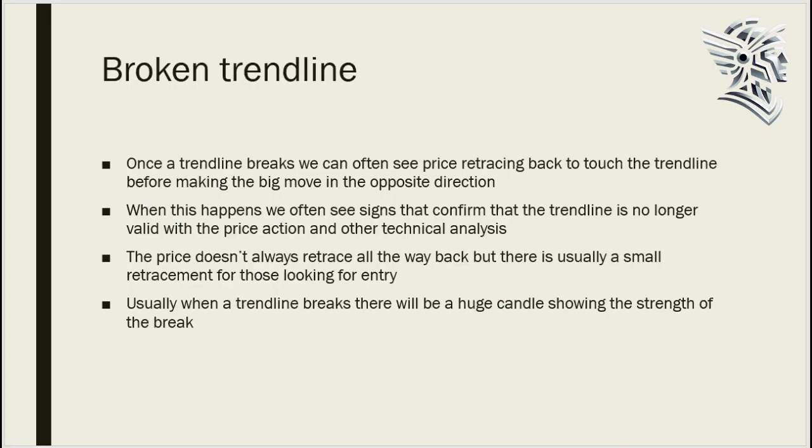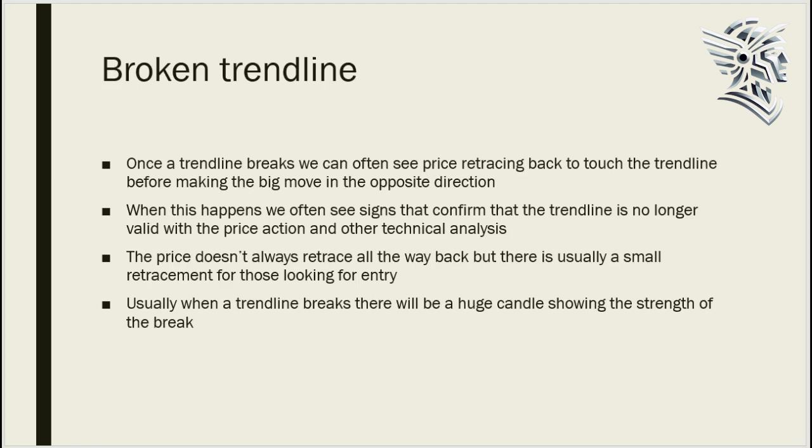So what happens if a trend line becomes invalid anymore? So once a trend line breaks and becomes invalid, more often than not, you'll see price retracing back to touch the trend line, the outside of the trend line that is, before making the big move in the opposite direction. When this happens, more often than not, you'll see signs that confirm that the trend line is no longer valid with the price action or the technicals. The price doesn't always retrace all the way back, but there's usually a small retracement for those looking for entry.